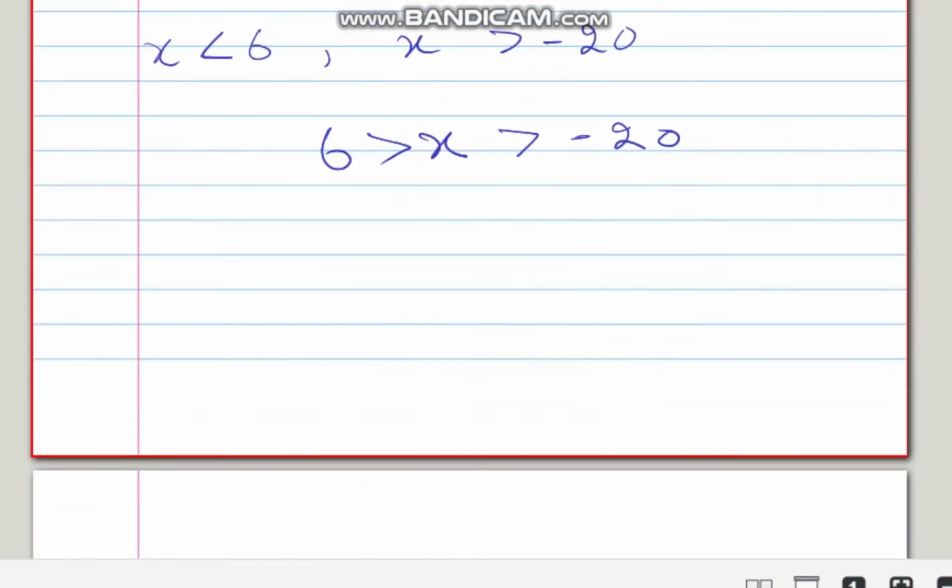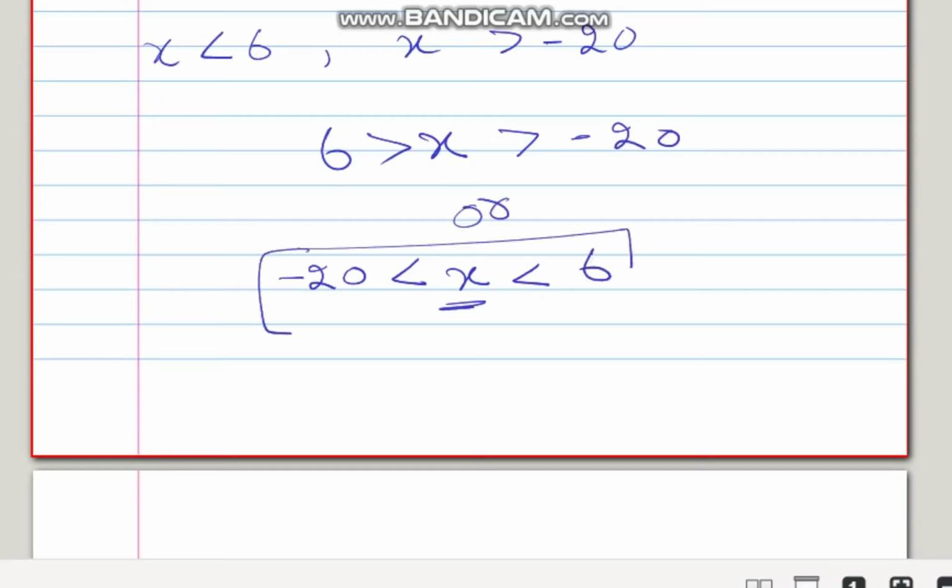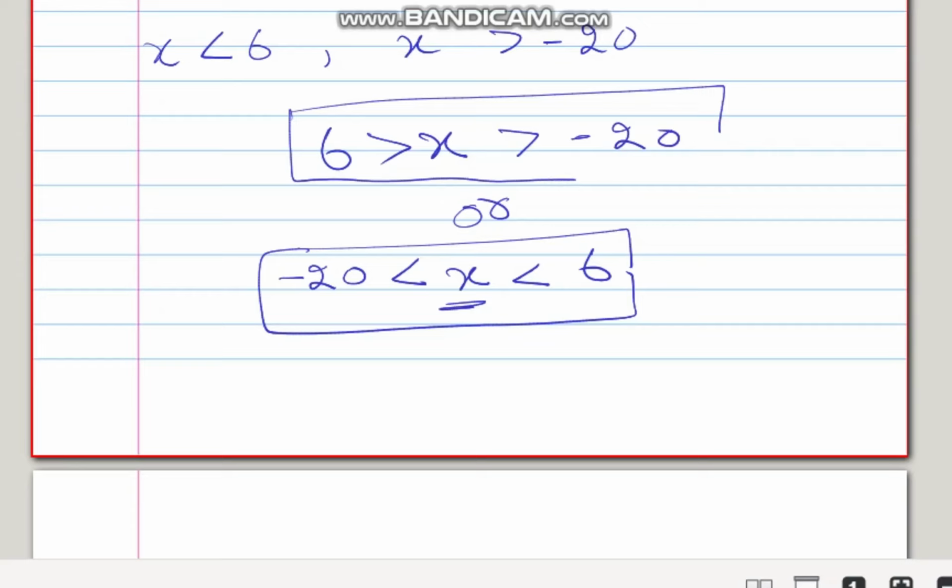Please note this is a very important question, and also you can write it like this. x is greater than minus 20, and similarly x is also less than 6. So these are the same things. This will be your solution. Nothing difficult in these. These are very simple questions.